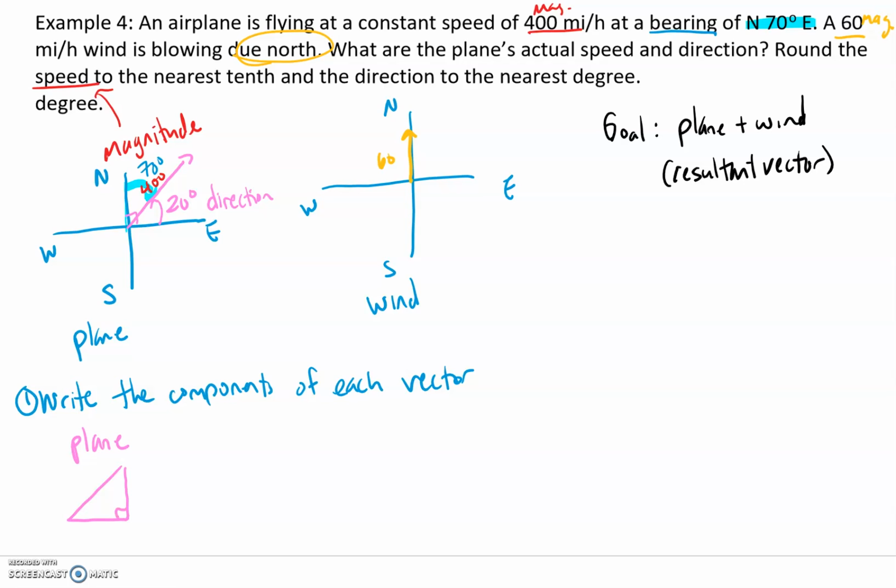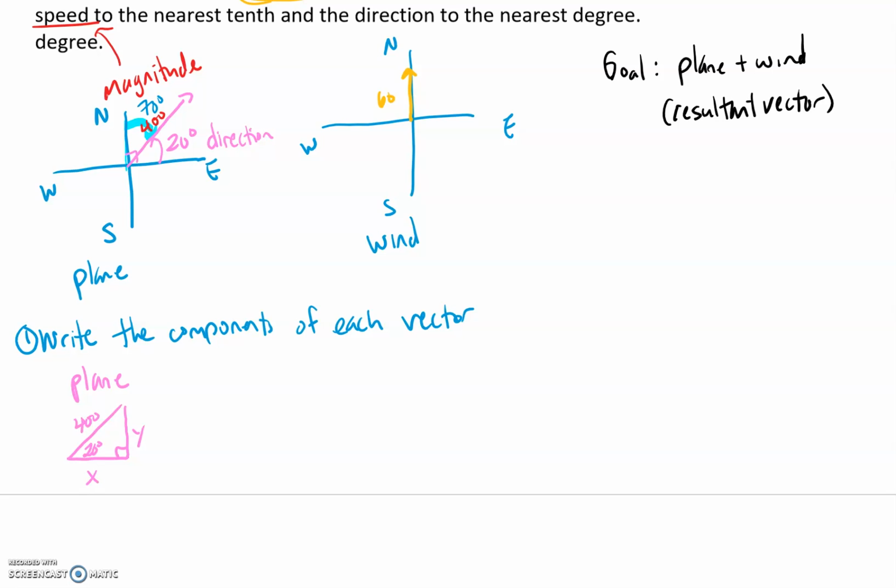So I know this direction is 20, this magnitude is 400, and what I want to know is its change in x, its change in y, basically your rise and your run. So we're going to go back to our handy dandy SOHCAHTOA because it's a right triangle. So if I'm looking for x, I have 400, which is the hypotenuse. X is the adjacent to 20, so let's go ahead and do cosine. So cosine of 20 equals x over 400. I can multiply both sides by 400 to get 400 times cosine 20 equals x.